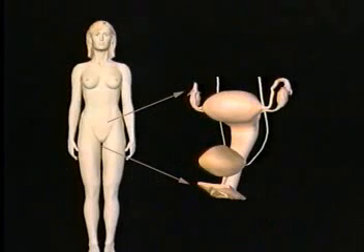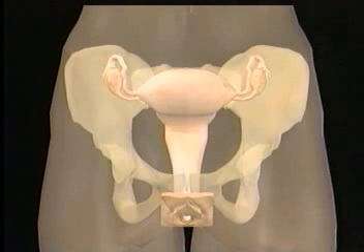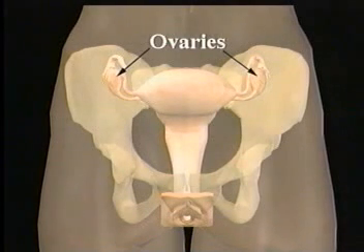The female reproductive organs are all located within the body of the female. The main organs of this system are the ovaries. The 2 ovaries are located at about hip level. The ovaries are responsible for producing the ova, or eggs.